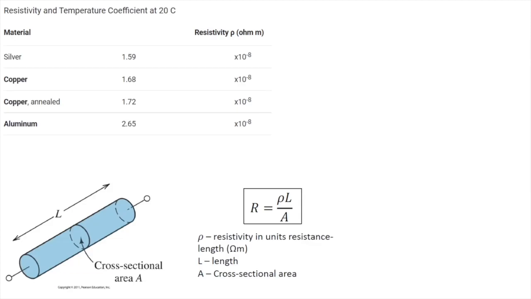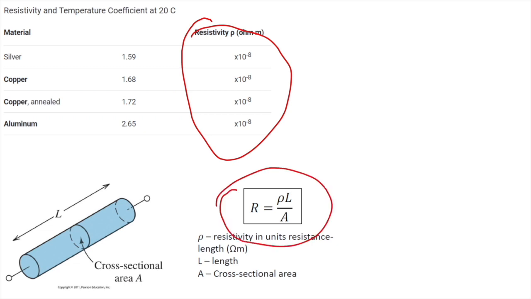Different types of materials have different types of resistivity, and we can calculate the resistance using this equation. We can see it is proportional to the resistivity, proportional to the length of the conductor, and inversely proportional to the cross-sectional area.